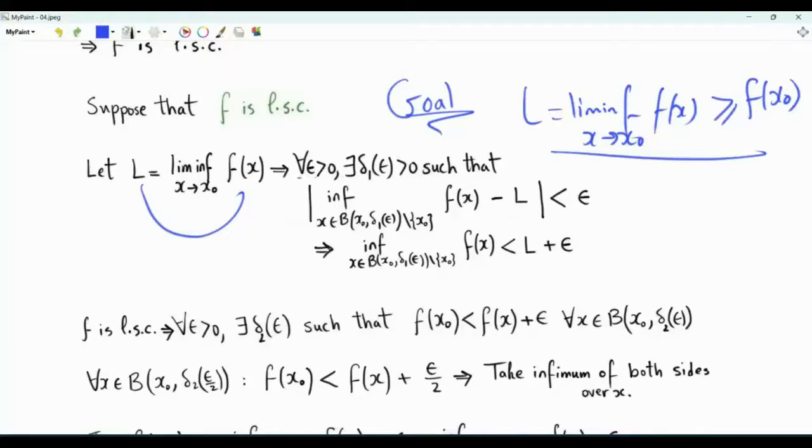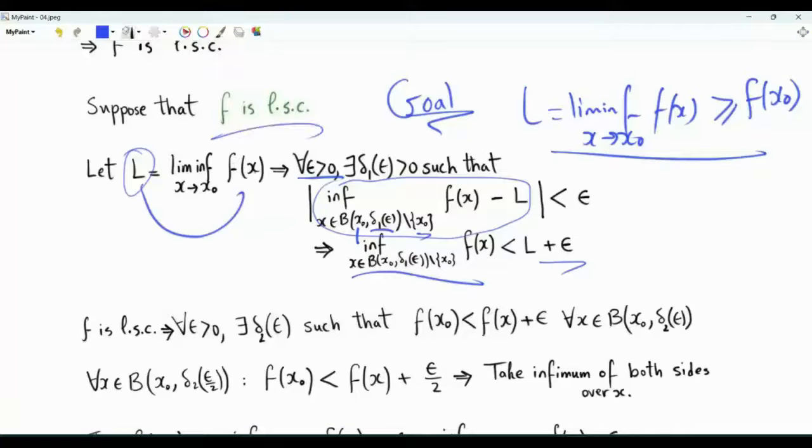What does it mean that L is the limit infimum? For every epsilon greater than 0, there is a delta. Let's call it here delta 1. So there exists delta 1, which generally depends on epsilon and which is strictly positive, such that the magnitude of the difference between L, the limit, and the infimum of f of x over the ball with center x0, radius delta 1, excluding x0, the magnitude of this difference is less than epsilon. And if this is the case, then the difference is less than epsilon, or we can say that the infimum is strictly less than L plus epsilon.